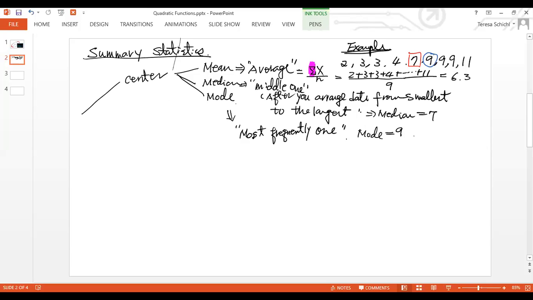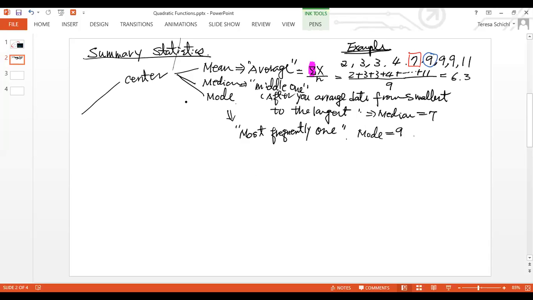Okay, and what type of problems are going to appear on the SAT? Sometimes they will give you a very simple data set and want you to find the mean. Then you can just add them up and divide by how many. So that's one type of problem.